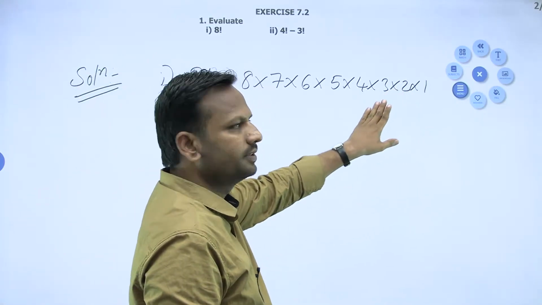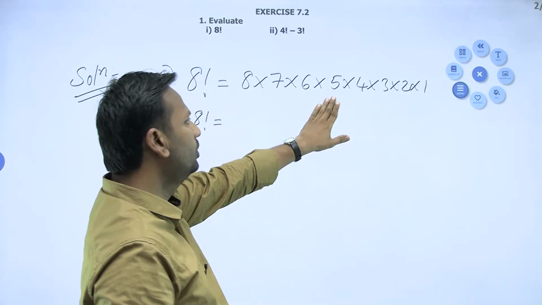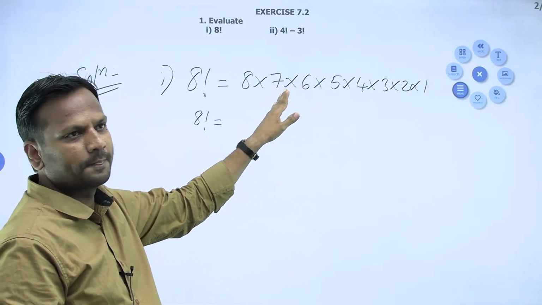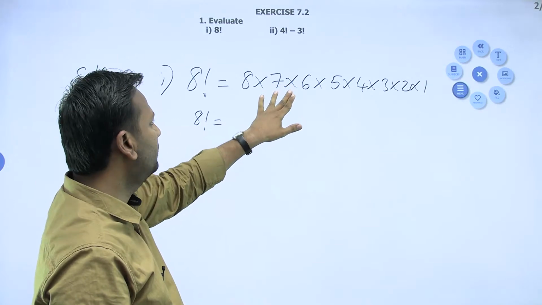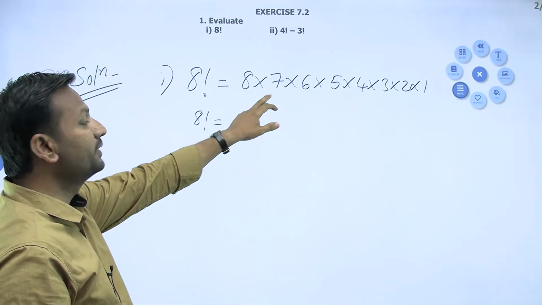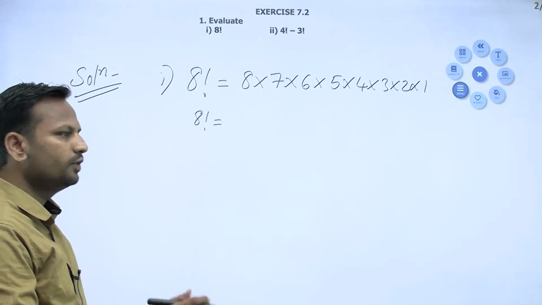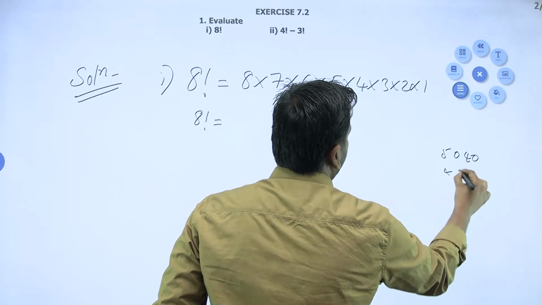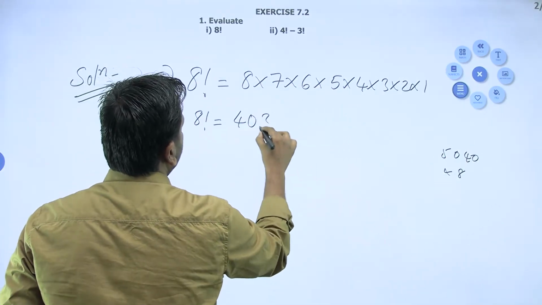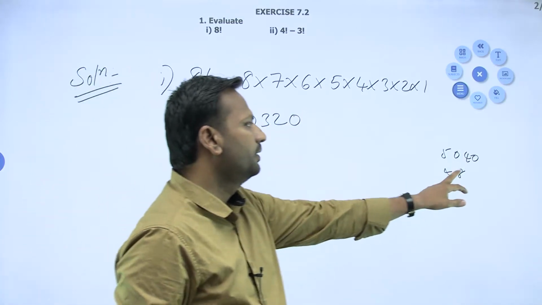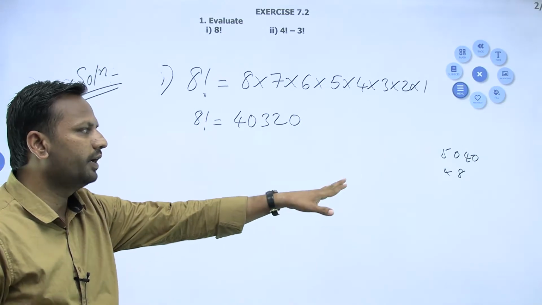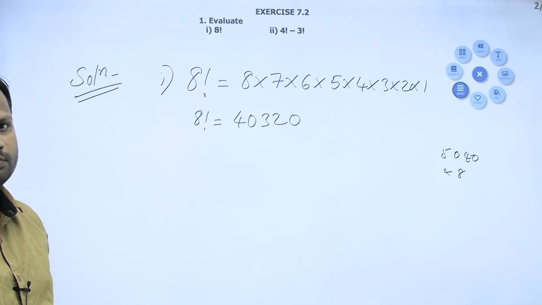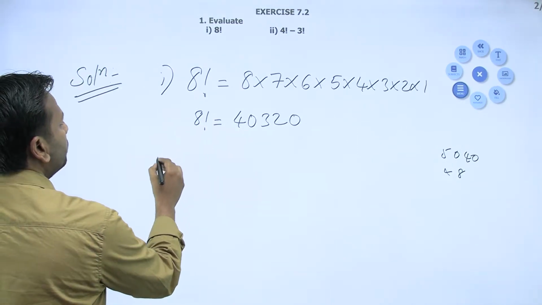1 times 2 is 2, 2 times 3 is 6, 6 times 4 is 24, 24 times 5 is 120, 120 times 6 is 720, 720 times 7 is 5040, right? 5040 into 8, what do you get? 40320, students, right? 8 times 4 is 32, 320, and 8 times 5 is 40, 40320. The 8 factorial value is 40320, right?